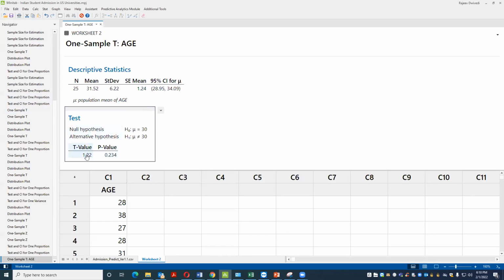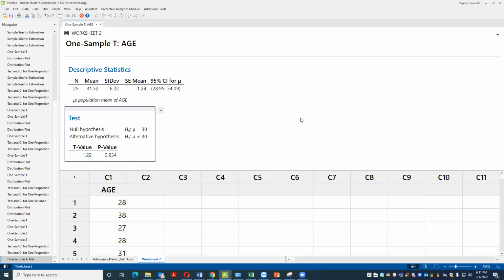So this is the t value and this is the p value. Now the t value is 1.22 and the p value is 23%. What is your conclusion? Can anybody tell? I'm going to explain. So the p value is 23%, meaning the probability is 23%, 23.4 precisely. What can we say?